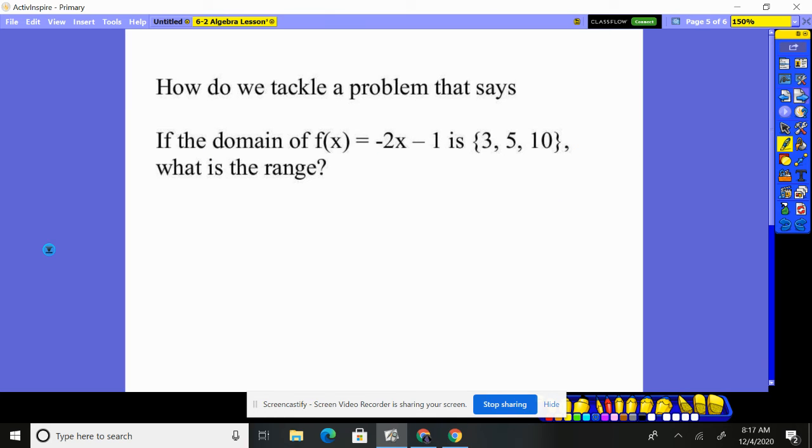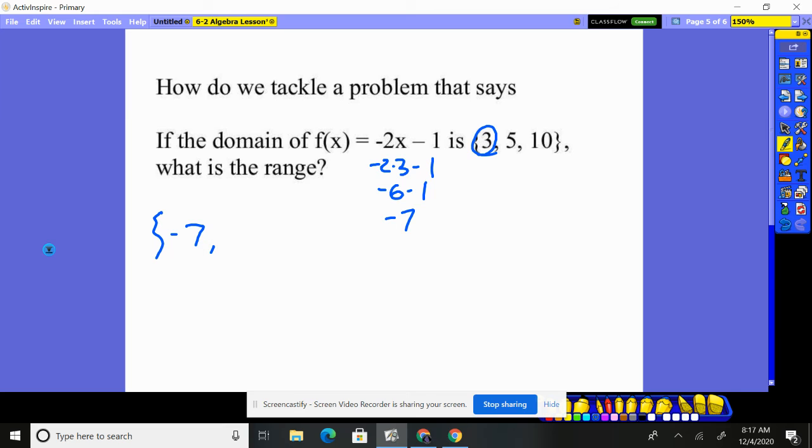Now, how do we tackle a problem that says this? If the domain of f of x equals -2x minus 1 is 3, 5, and 10, what's the range? In other words, if you plug in an x of 3, what y value are you going to get out? Well, that's pretty easy. Let's do it. -2 times 3 minus 1. -6 minus 1. We get an answer of -7. So one of the range values, when we plug that 3 in, is -7.